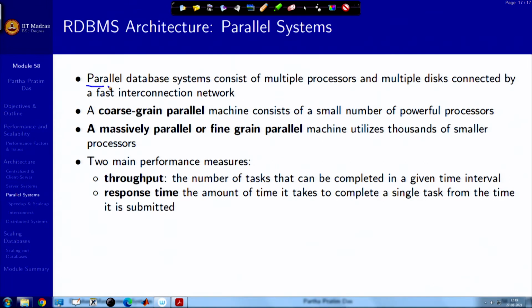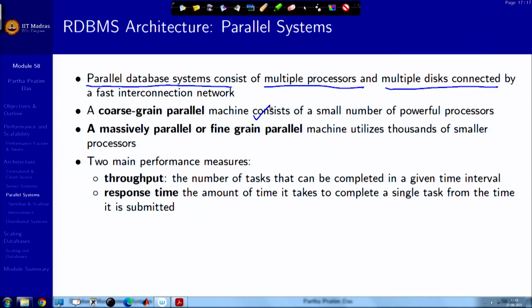Trying to get more throughput, we can have parallel database systems, where multiple processors and multiple disks are connected by a fast interconnection network, right. So, these are typically tightly coupled architectures. So, they can do very fast data exchange between them.